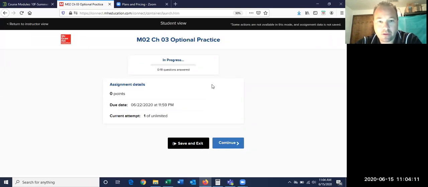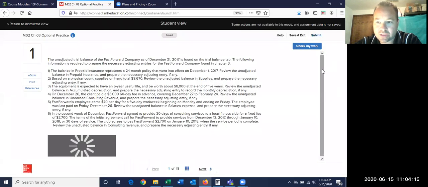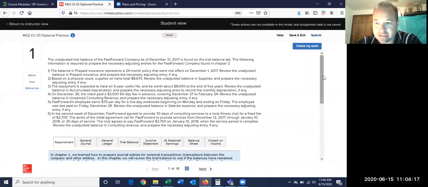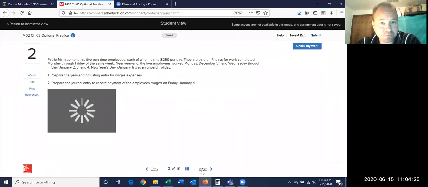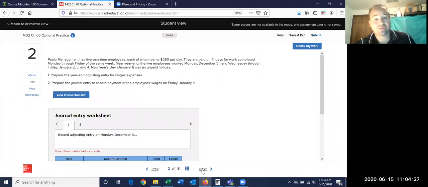So this is where I'm at. I'm in the optional practice. Like we did last time, we're going to skip past this first one because it's really long and it has a lot of different parts. We're going to do some smaller segments to get an idea of how this works in the software. We're not going to do every problem. We're going to do some of the ones that I think are similar to the homework.